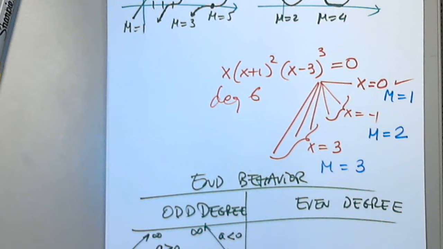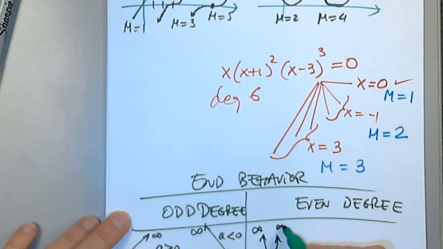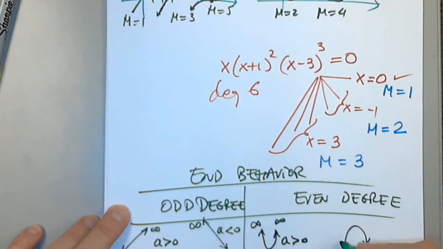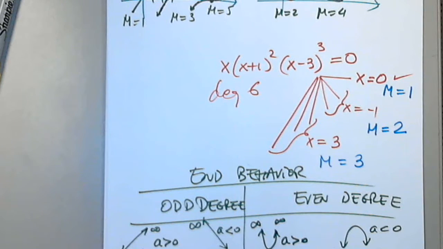Can anyone give us an even degree function that we know everything about? Squared. When the leading coefficient is positive, where does it come from? Positive infinity, and going back to positive infinity. When the leading coefficient is negative, coming from and going back to. All even degree functions will follow that. All odd degree functions will follow this. Any odd degree you want will follow that or this. Any even degree you want will follow this for a leading coefficient greater than 0, or this for a leading coefficient that is negative. All of them will have this end behavior.